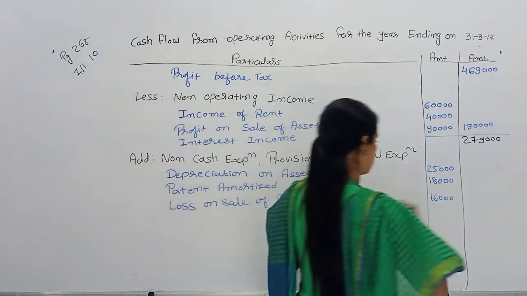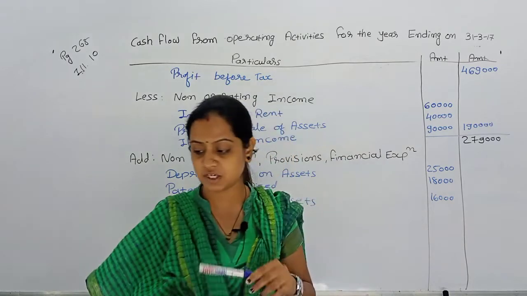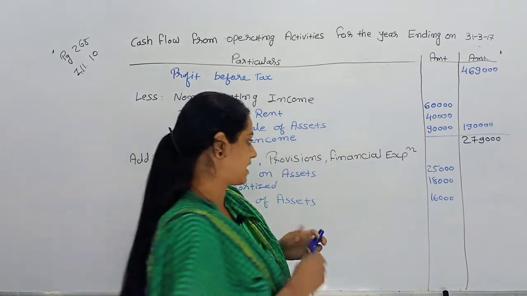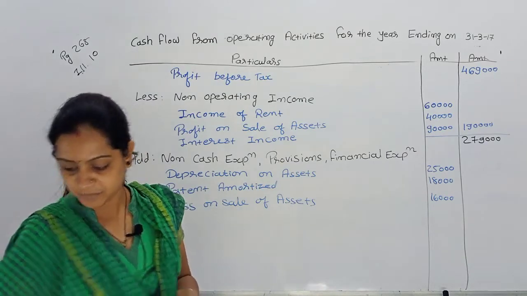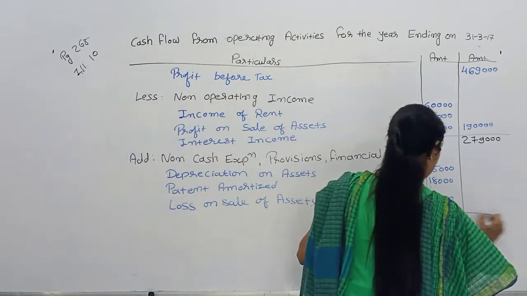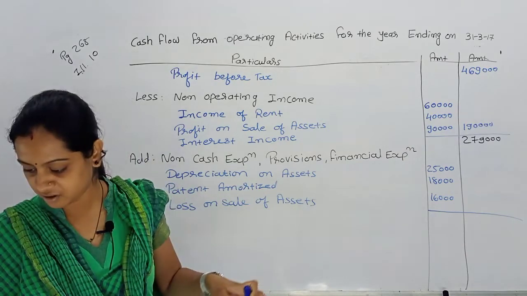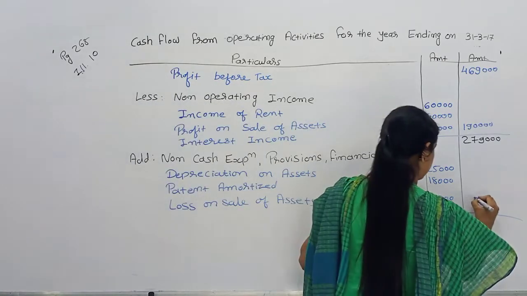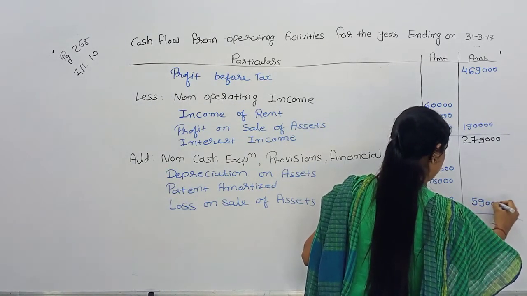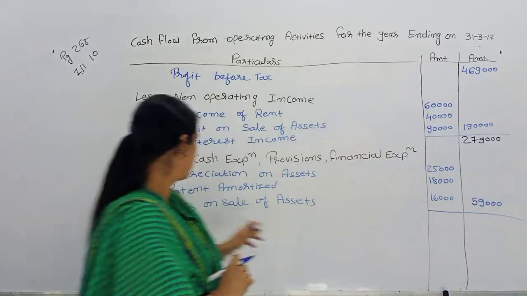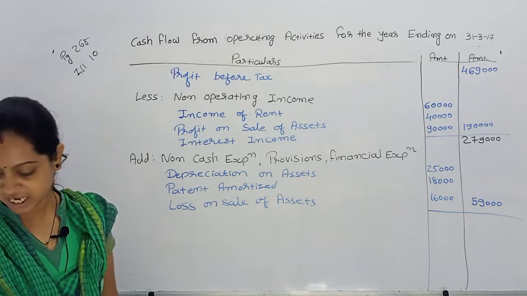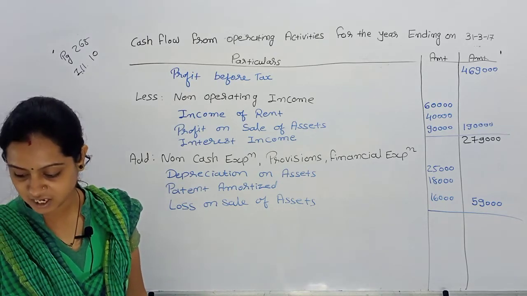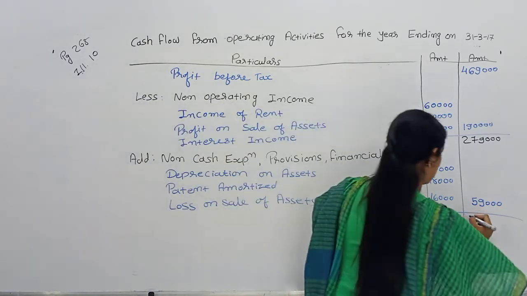So we'll do the total of this, because the next information is related to current assets and current liabilities. So the total of this will be 1,90,000, sorry, this will be 59,000. This 59,000 we have to add to 2,79,000, so we'll get the answer 3,38,000.